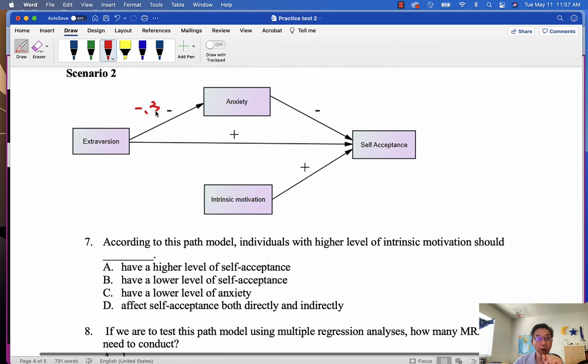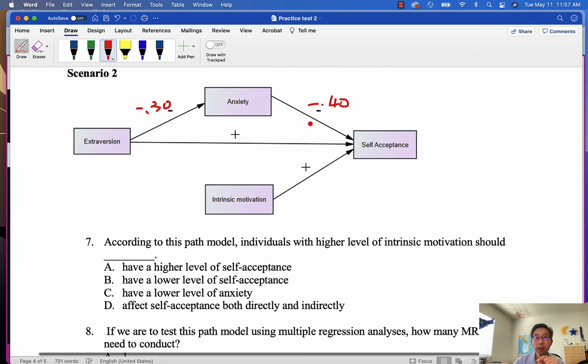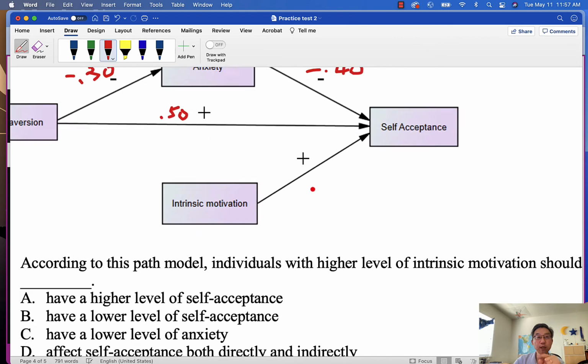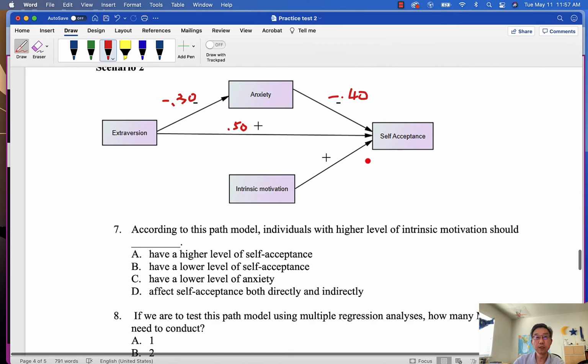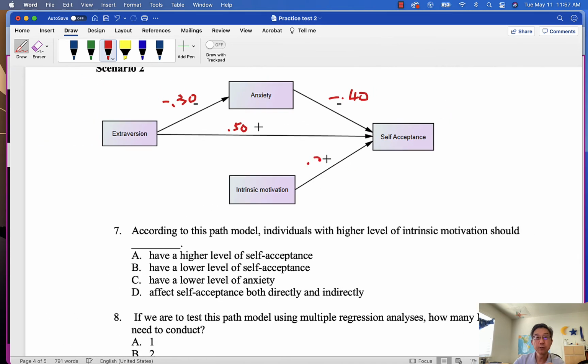So according to the question, you have a negative 0.30 there, and you have a negative 0.40, and this is 0.50, and intrinsic motivation to self-acceptance is 0.20, and everything is significant at 0.05. Meaning everything is statistically significant. All right.